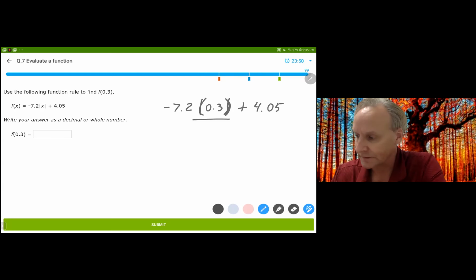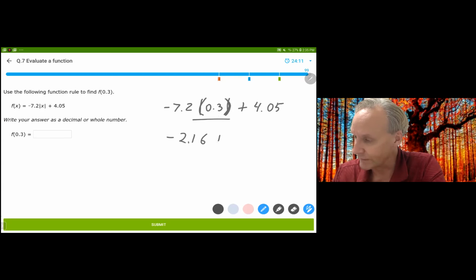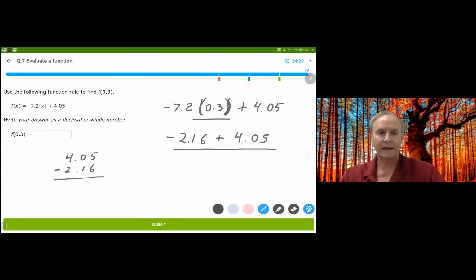I'm going to multiply this, and 3 times 7.2, sorry, 0.3 times 7.2. First, I'm going to take the 3 times the 72, which is 216. Now I have to move the decimal 2 places because I have one decimal place and another decimal place. And it's negative because I have a negative times a positive. And then I'm adding 4.05. It is really easy to make a mistake on this addition. This is really the same as 4.05 subtract 2.16. There's really no difference between the subtraction and adding a negative.